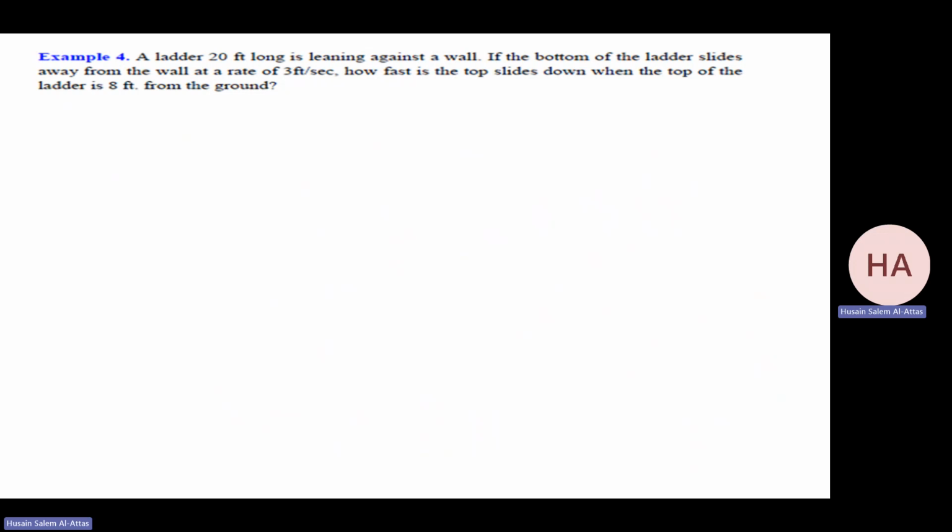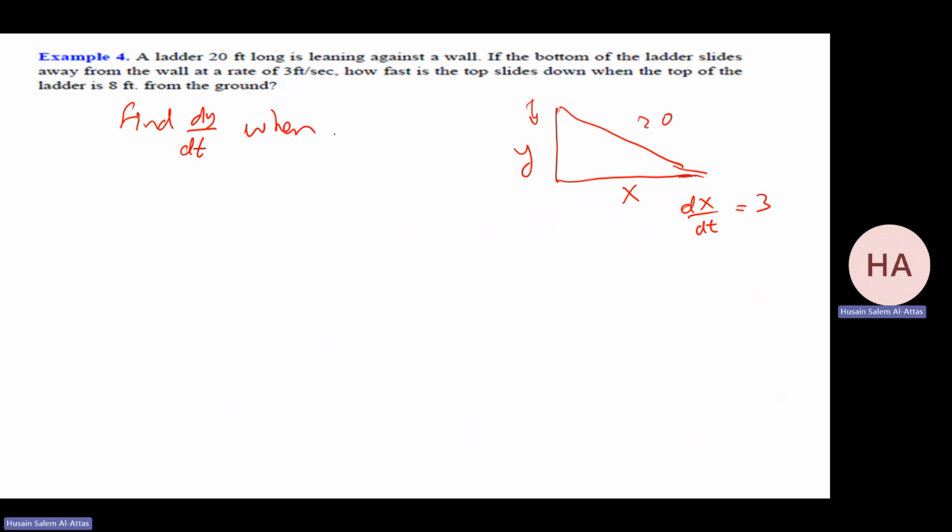Another: a 20-foot ladder is leaning against the wall. Okay, same idea, so I'm doing it quickly. This is 20. This is x. This is y. From the wall at the rate of this, so dx over dt equals 3. How fast does the top slide down? I want to find dy over dt when the top of the ladder is 8 feet from the ground, so when y equals 8. So I have x squared plus y squared equals 20 squared.